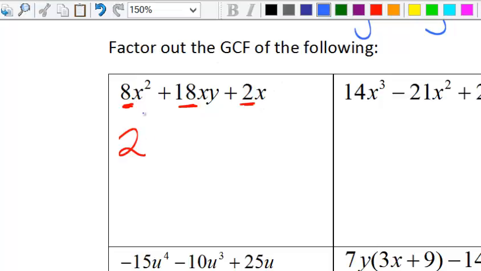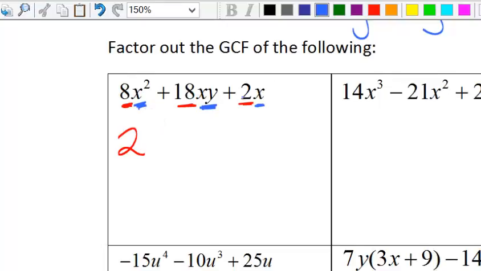Now we need to look at the variables. In the first term I have x squared, that's 2 x's being multiplied. On the second term I have xy, and the third term I just have x. Which variable is common between all three terms? And the answer there is x. So when I factor out a 2x, what I'm going to be doing is basically dividing each term by 2x. Because when it says to factor, I want to rewrite as the product. So if I've already determined the first factor, the GCF, I need to find out what it multiplies by to get the original polynomial. In order to do that, the operation is division.